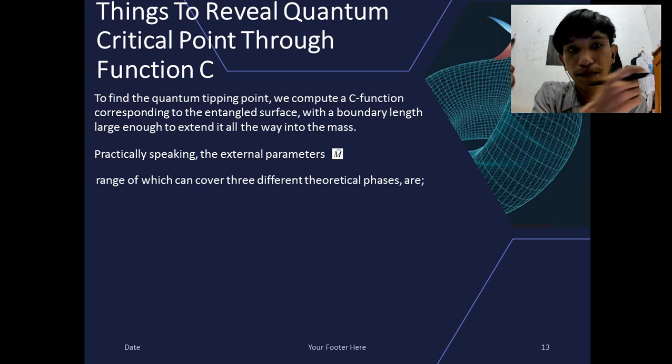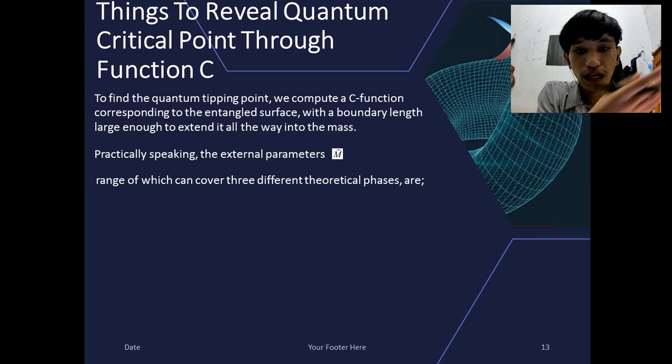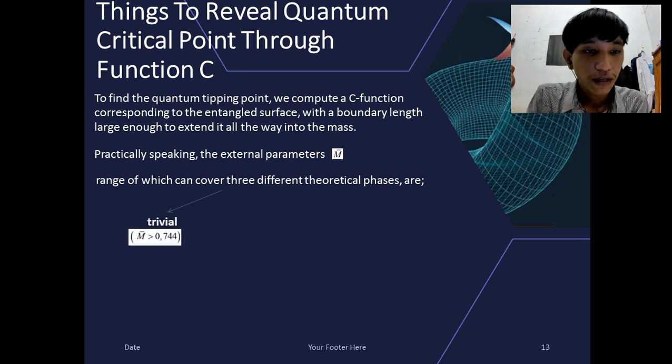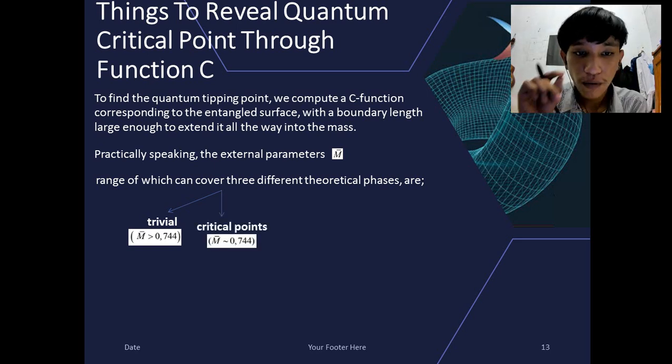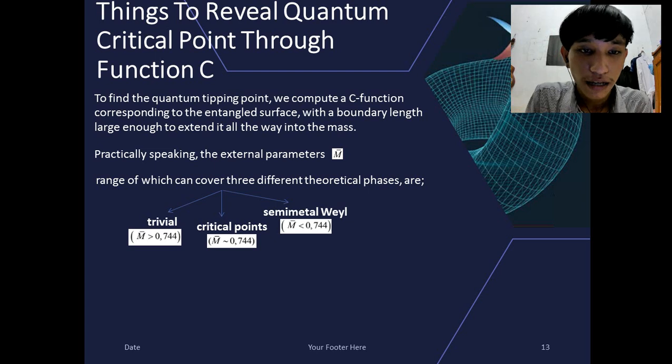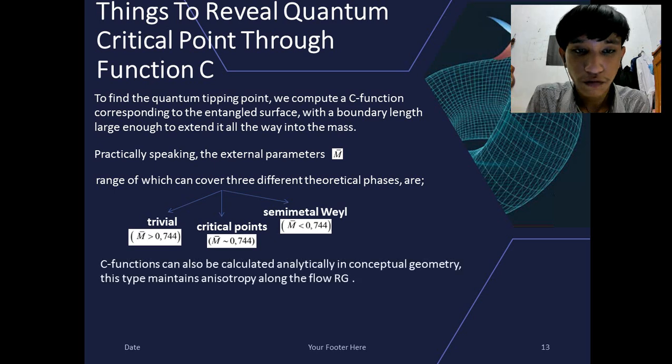Before I explain, I have to tell you about three phase transitions. The first one is trivial: the trivial phase is when M is bigger than 0.744, the critical point is equal to 0.744, and the semimetal phase is when M is less than 0.744. C functions can also be calculated analytically in the conformal geometry.